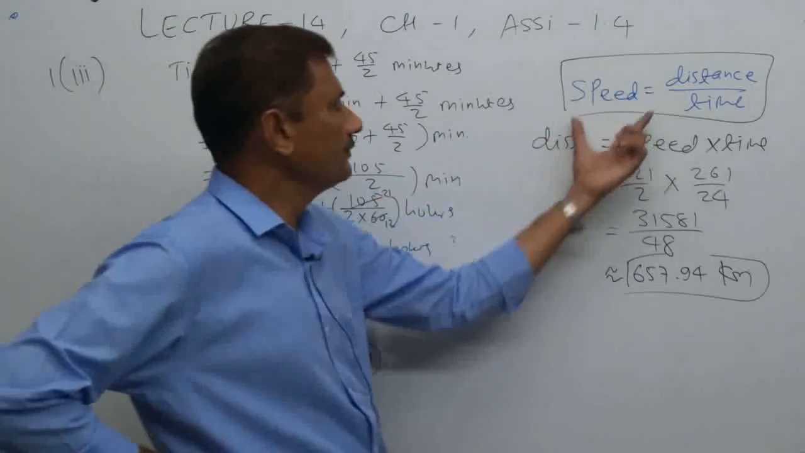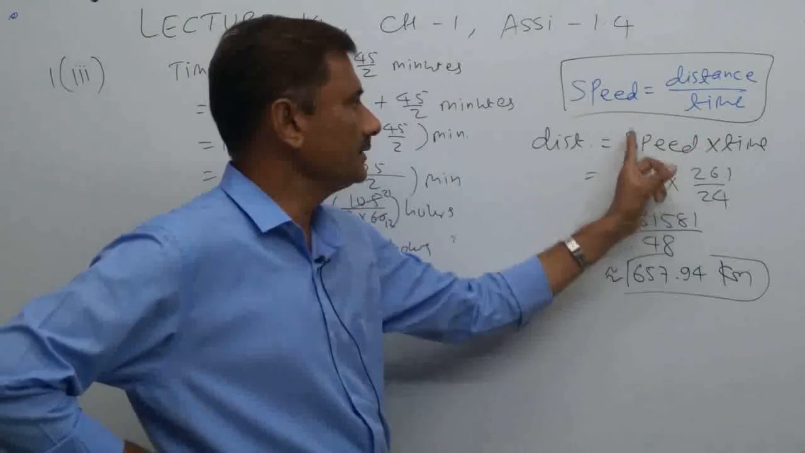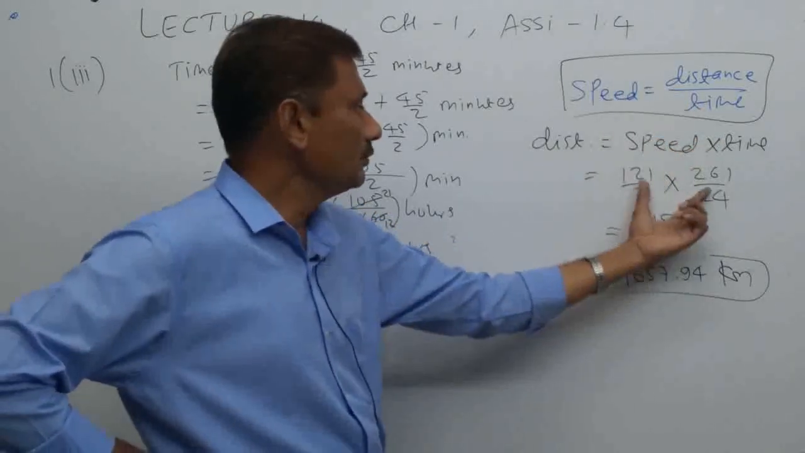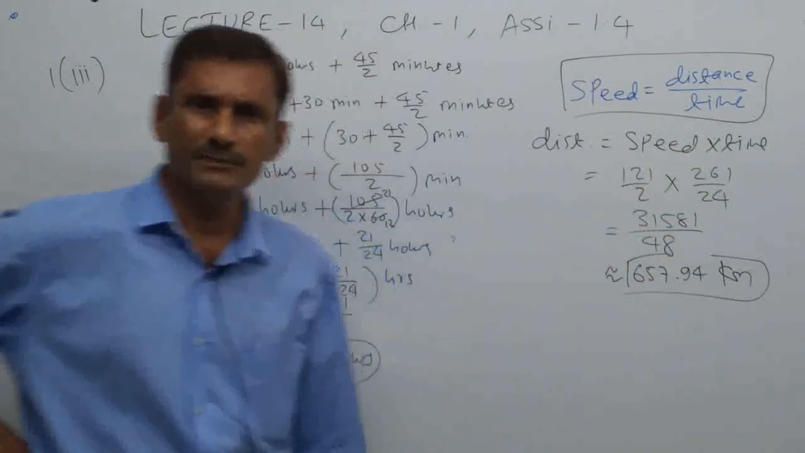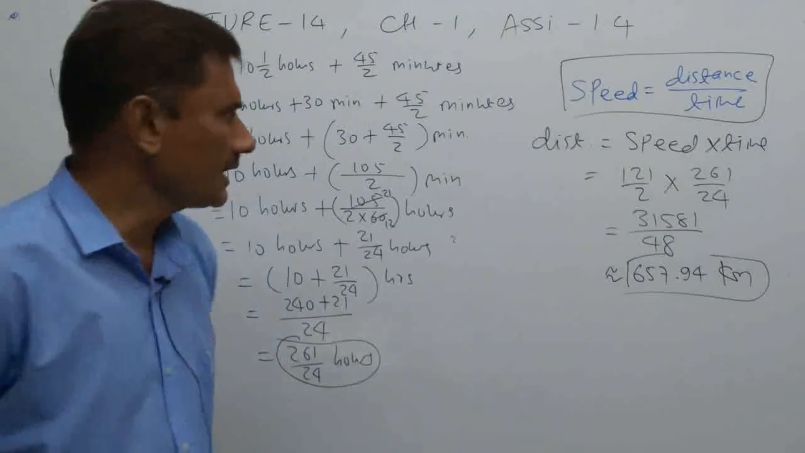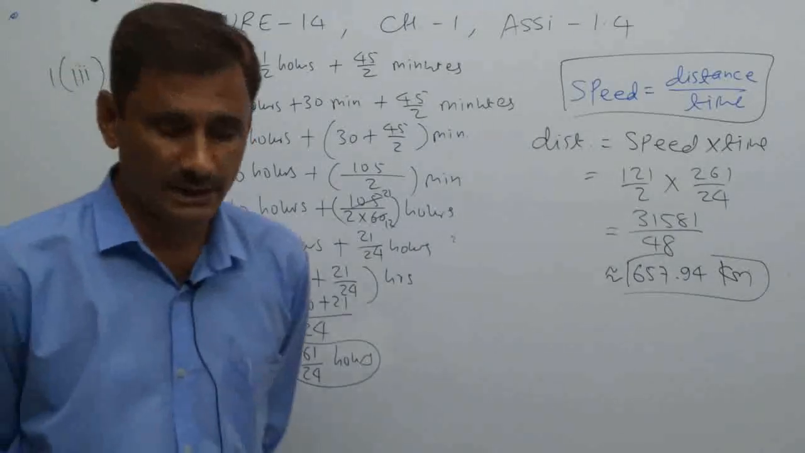Okay, now we got here distance equal to speed into time. This is our main formula. Both are placed. Now division is quite time consuming. We found it and at last we got 657.94.